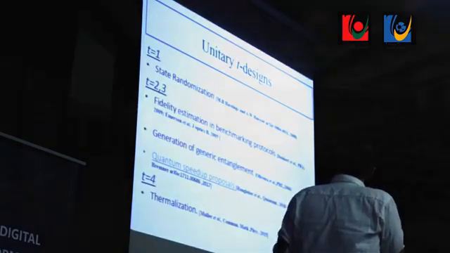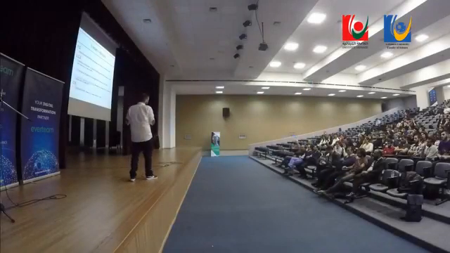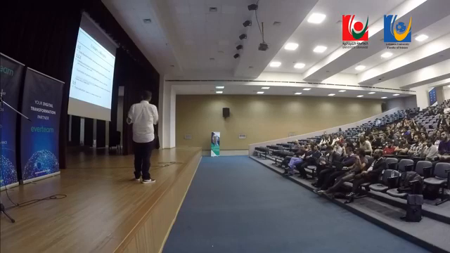Right, so if you remember the applications of randomness which I stated at the beginning of this talk, each one of these applications can be done equally well with an approximate design. A t equals 1 design gives you state randomization, a t equals 2 and 3 design gives you fidelity estimation, which is the quality of it, and the generation to learn mechanism and quantum speed up, and t equals 4 gives you thermalization.